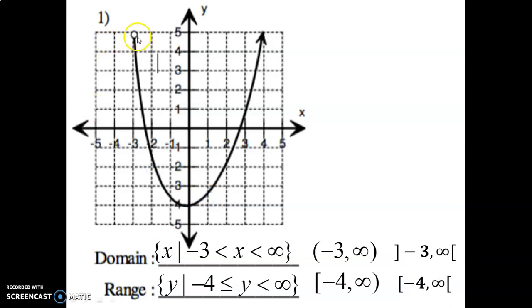Again, there's a hole here, so when you see from -3, it does not include it, but then it goes this way and then goes forever to infinity on the x-axis, and then on the y-axis it starts at -4 and goes forever, because even though it ends here, this arrow goes forever, so it goes from -4 all the way up forever, -4 to infinity.